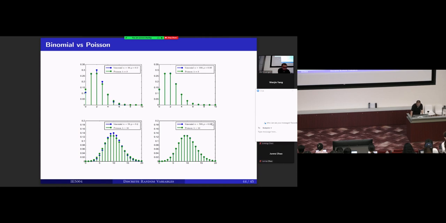For the two pictures below, I take different parameters. The third one, n is 50, p is 0.2. Accordingly, lambda is equal to 10. In this case, you see, they're close, but not exactly the same. If I take n to be 500, p to be 2%, and I use lambda equal to 10, you see it's very, very close. So that's a comparison of the binomial and the Poisson distribution.